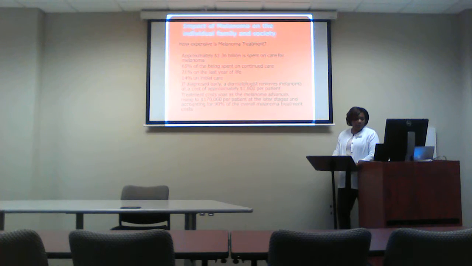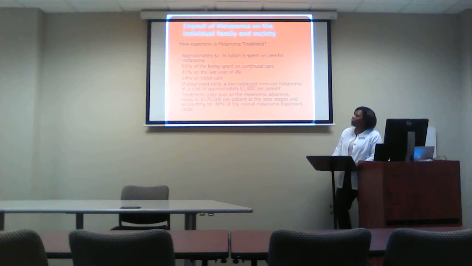65% of the cost is being spent on continued care. About 21% on the last year of life. About 14% on initial care. So again, we want to try to catch it in the first stage before it gets aggressive.